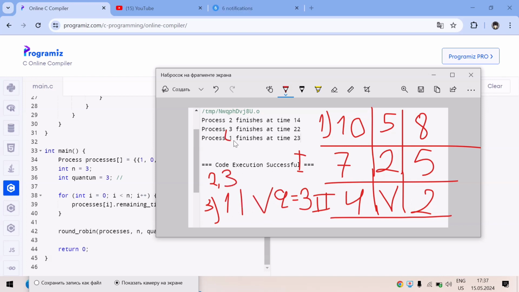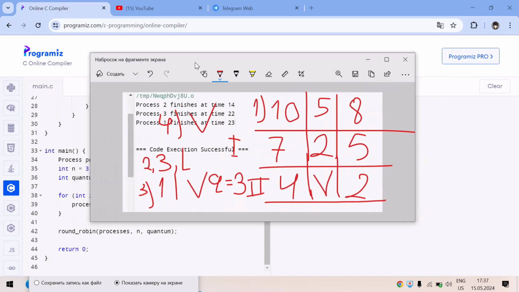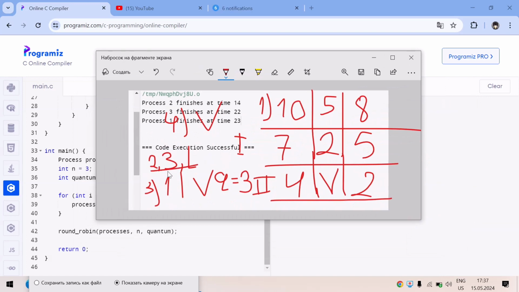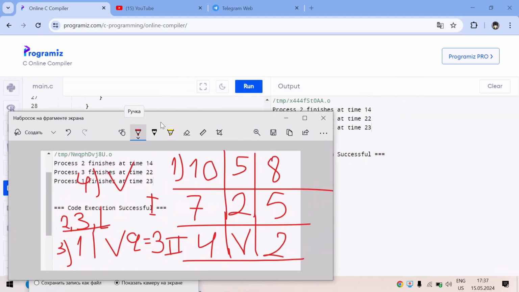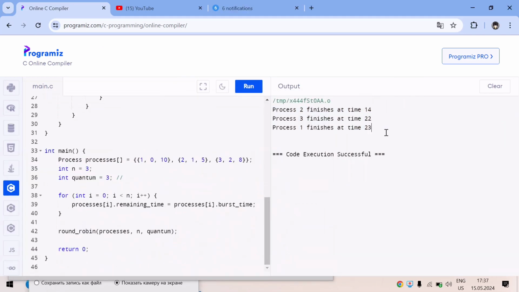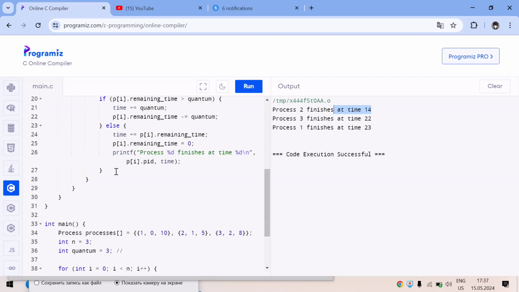Then in this fourth round, we have only 1 process with remaining 1 time unit. 1 minus 3 is minus 2. This means we completed this process in the fourth round, so we completed the first process. So we first completed second, then third, then first process, and our program outputs like this. It also summarizes our execution time, so the algorithm works well.